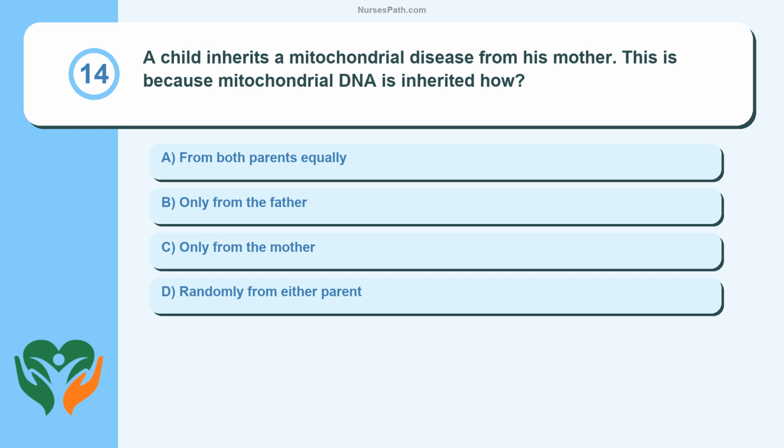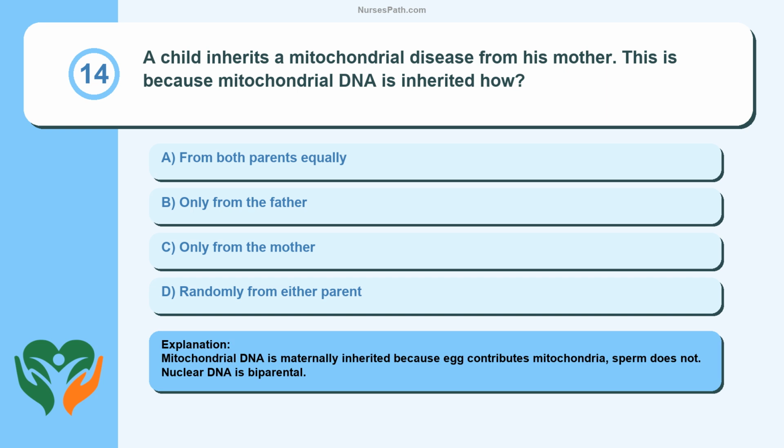Question 14. A child inherits a mitochondrial disease from his mother. This is because mitochondrial DNA is inherited how? From both parents equally. Only from the father. Only from the mother. Randomly from either parent. Mitochondrial DNA is maternally inherited because the egg contributes mitochondria and the sperm does not. Nuclear DNA is biparental.